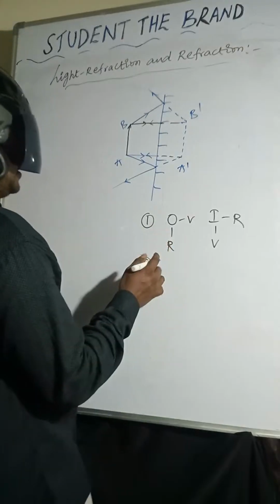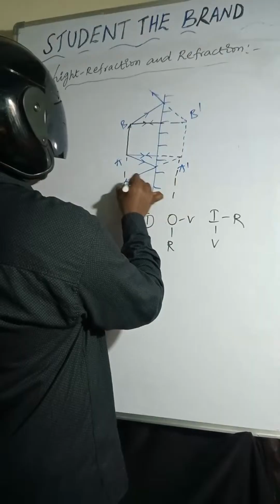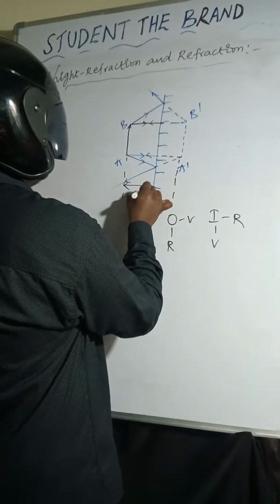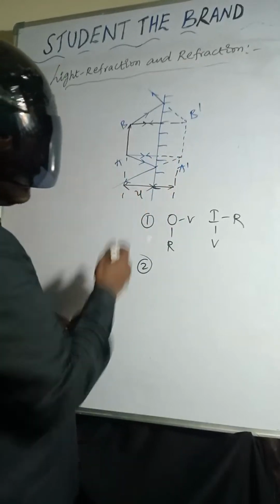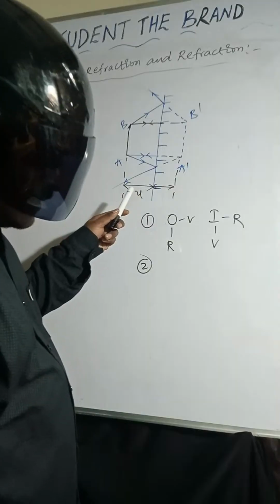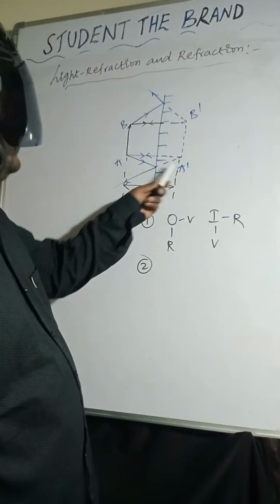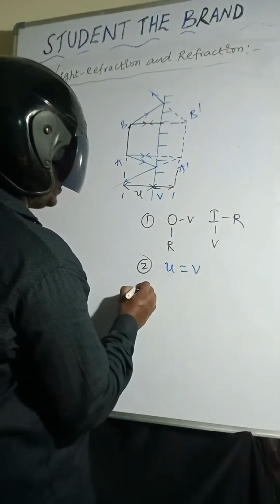Right? So here I am taking object distance is equal to image distance. The distance between object and mirror is called object distance. The middle one here is the mirror. The distance between mirror and image is called image distance. So object distance is equal to image distance.